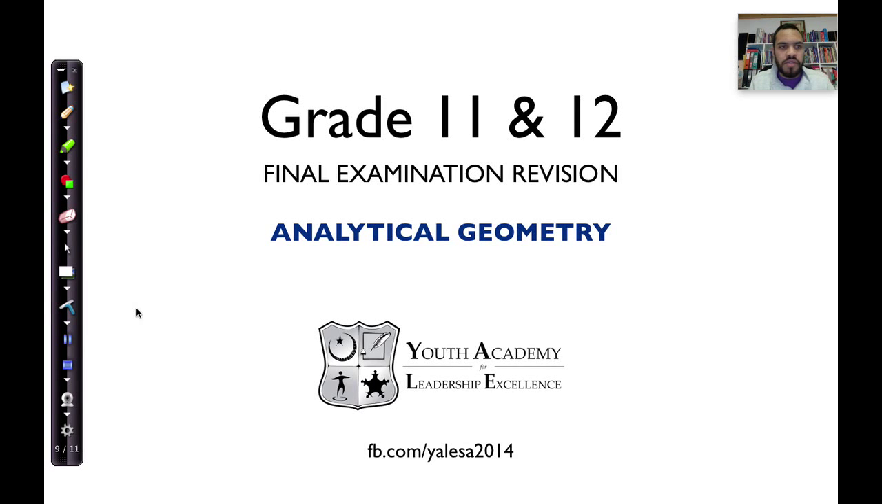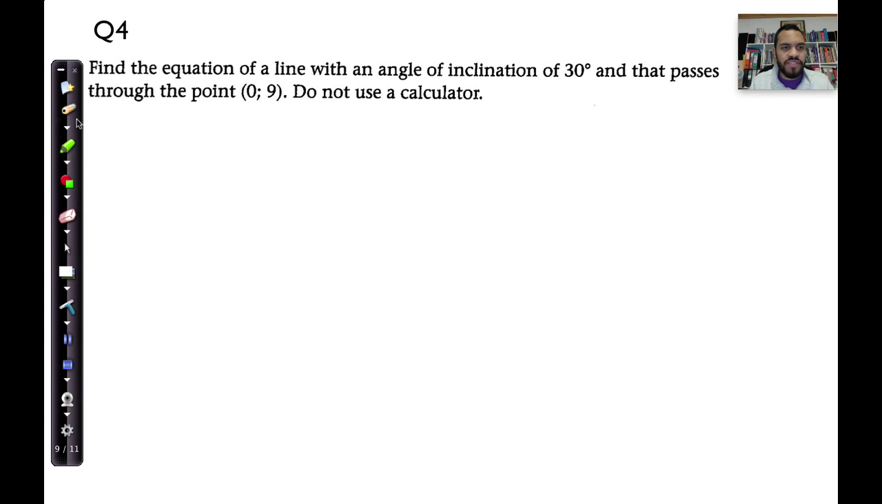Analytical geometry. We are now looking at question number 4, as shown above. The question reads: find the equation of a line with an angle of inclination of 30 degrees that passes through the point (0, 9), and do not use a calculator. There's a reason they ask you not to use a calculator, and we'll look at that shortly.